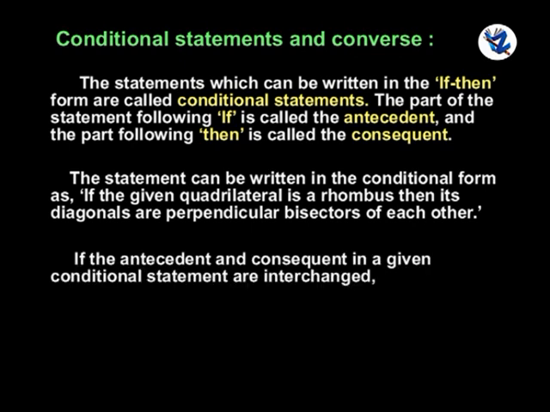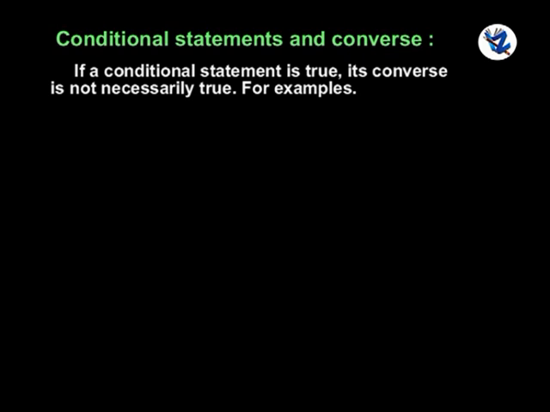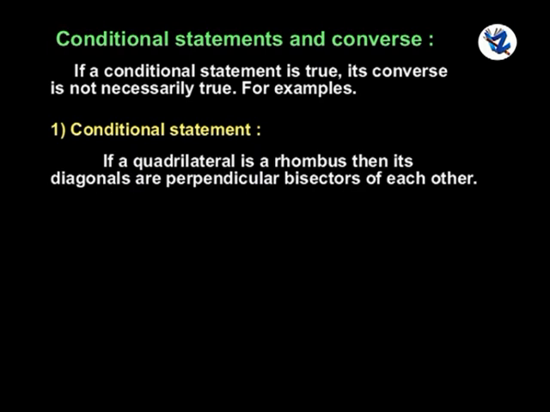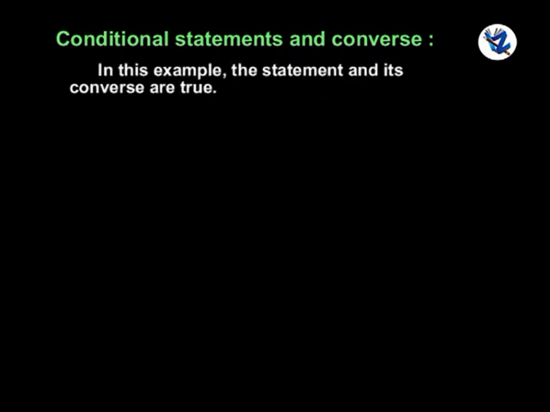If the antecedent and consequent in a given conditional statement are interchanged, the resulting statement is called the converse of the given statement. If a conditional statement is true, its converse is not necessarily true. For example, the conditional statement is: if a quadrilateral is a rhombus, then its diagonals are perpendicular bisectors of each other. The converse is: if the diagonals of a quadrilateral are perpendicular bisectors of each other, then it is a rhombus. In this example, the statement and its converse are true.